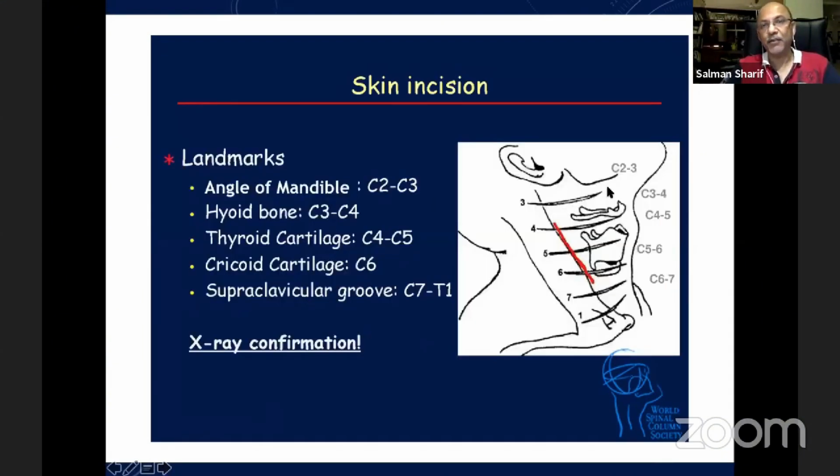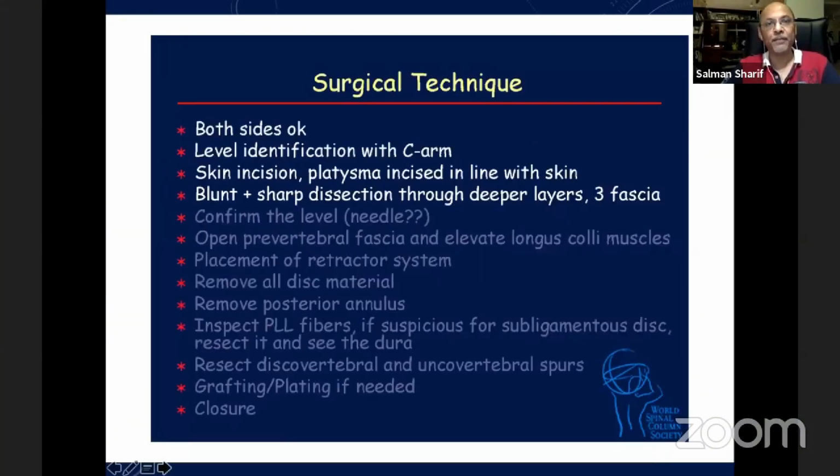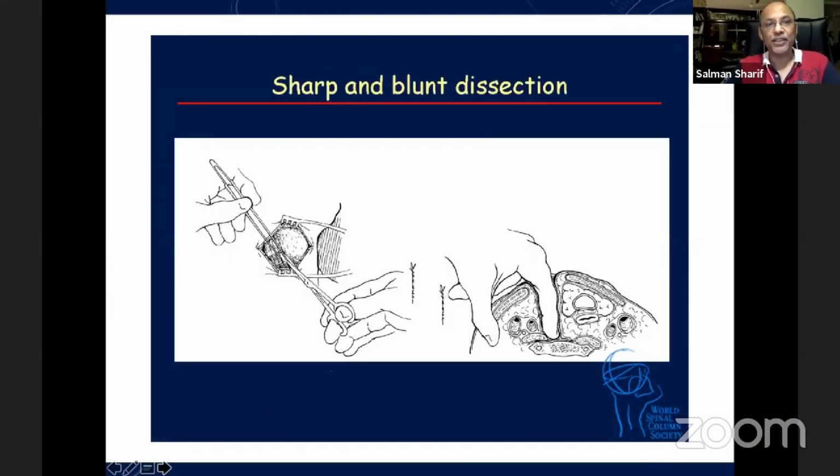Skin incision landmarks we already talked about. So C2-3 is the angle of the mandible. The hyoid bone is at the level of C3, generally C3-4. This level is what you use. The thyroid cartilage is at the level of 4-5, the cricoid at C6, and the supraclavicular groove is 6-7. If you've got a very long neck, then you need to be careful and look at the X-ray to confirm that.